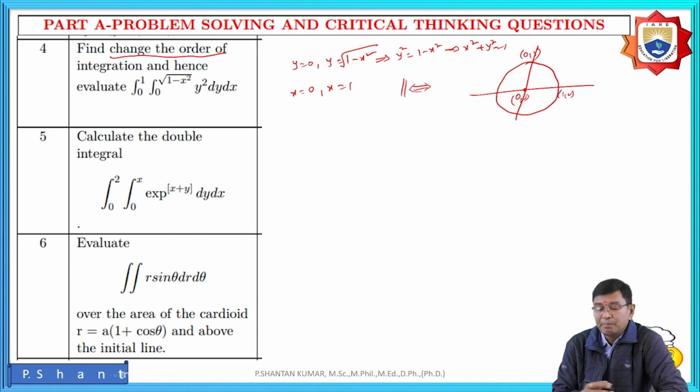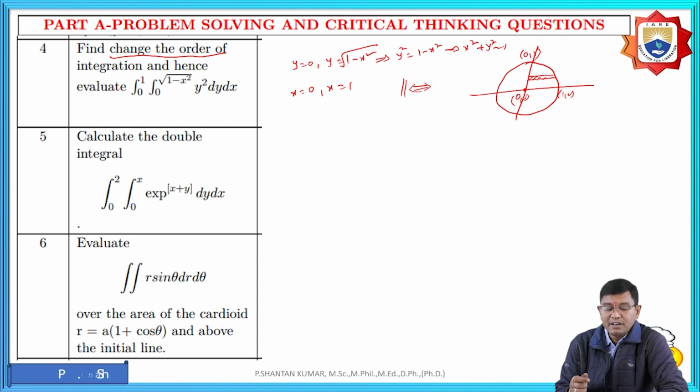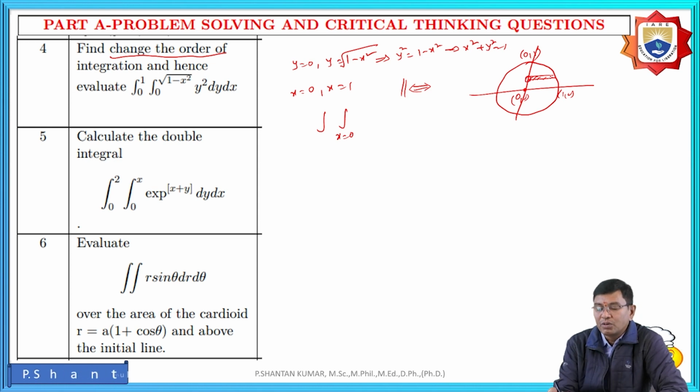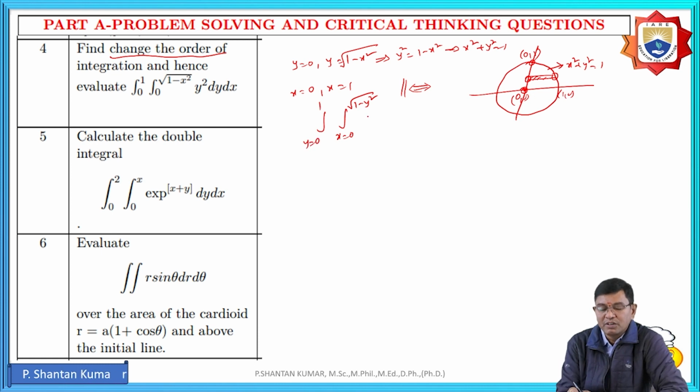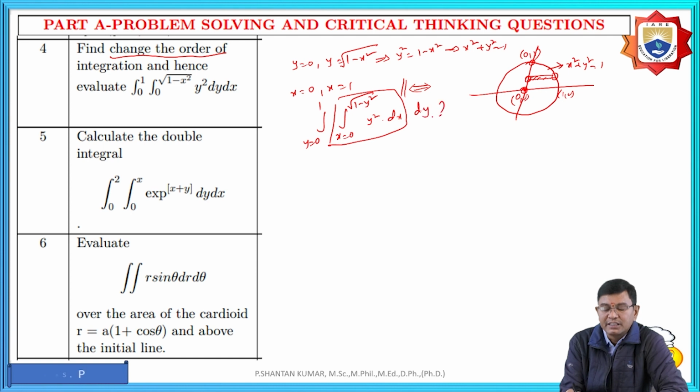parallel to the x-axis. Taking it parallel to the x-axis, we need to find the diagram: x is equal to 0 is on the left side, and the outer boundary is x square plus y square is equal to 1. That means the upper limit of x is root of 1 minus y square. The y limits are 0 and the upper limit is 1. Therefore y is equal to 0 to 1, there is no change. We integrate first with respect to x, that is dx, and after that with respect to dy.